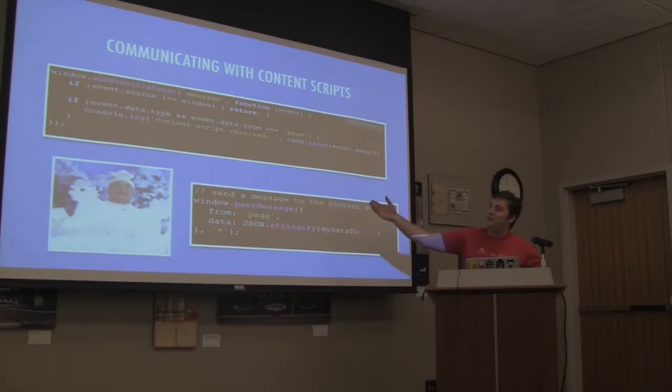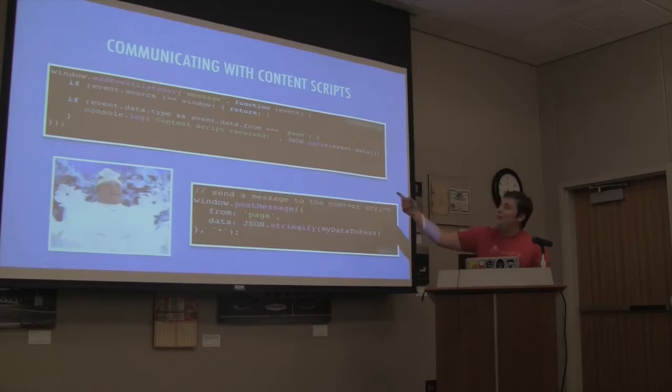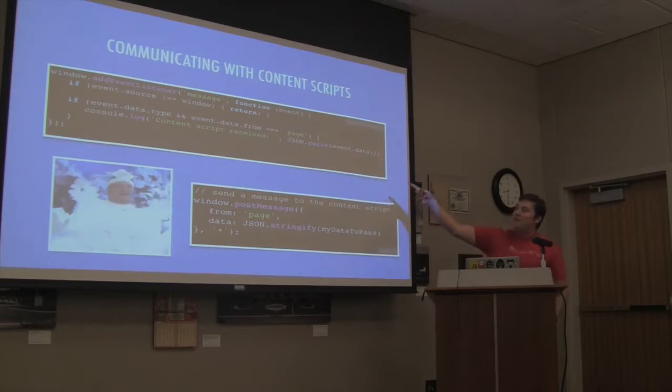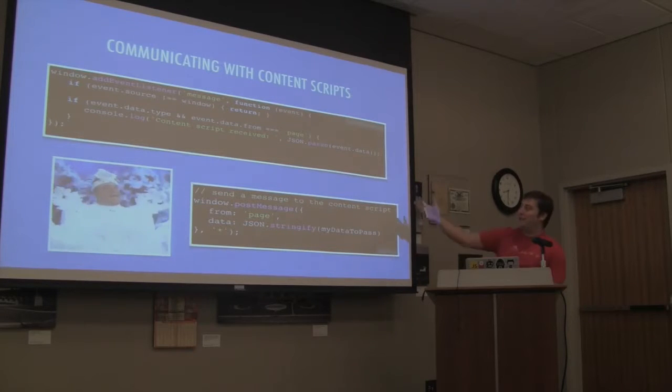And then inside of my content script, inside of the add event listener, I'm just doing, if it has a data type and the data type is equal to page, then I want to do something with it. In this case, I'm just going to console.log out what it sees.